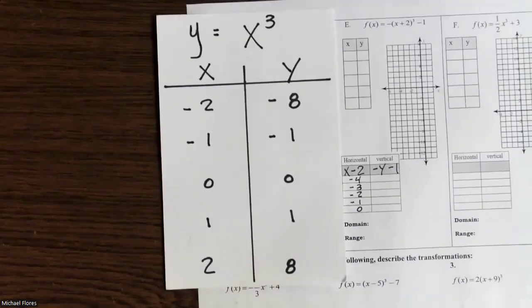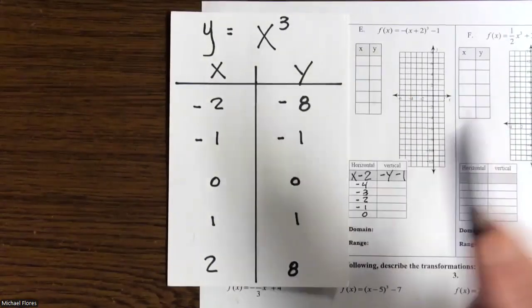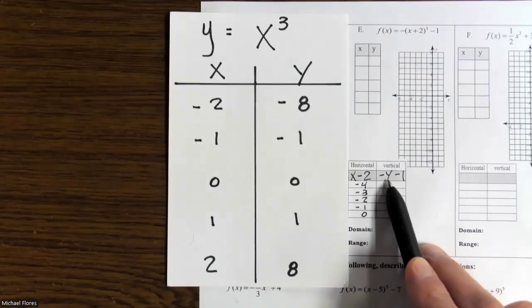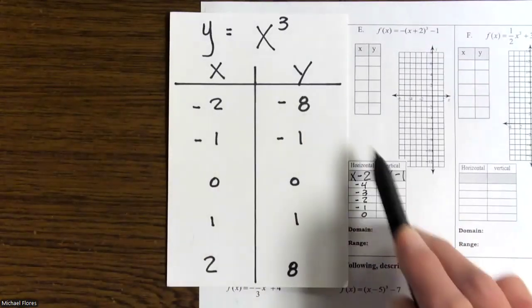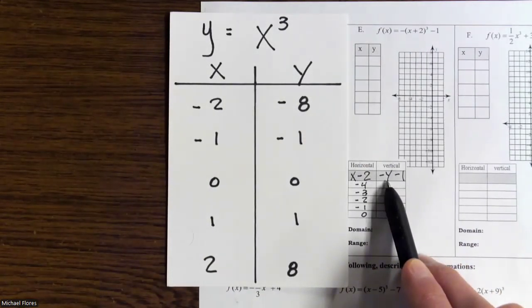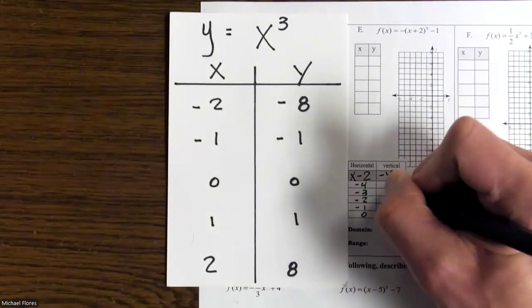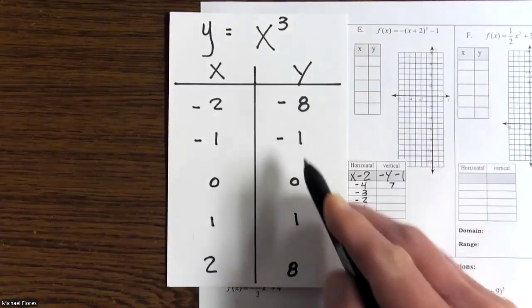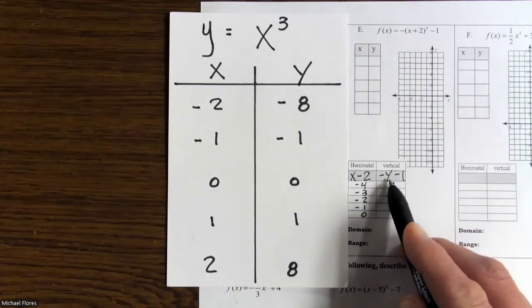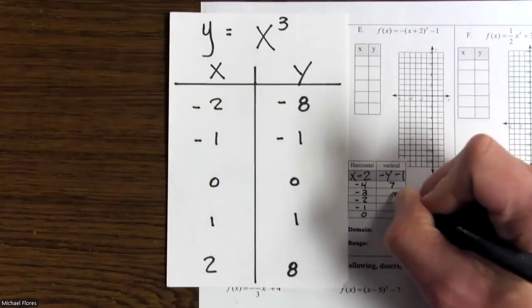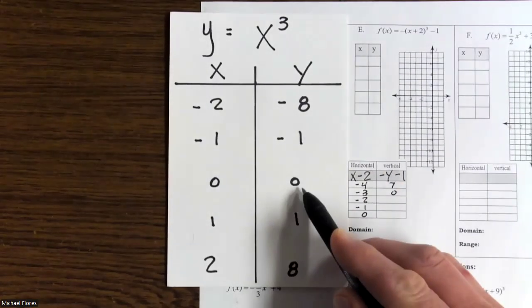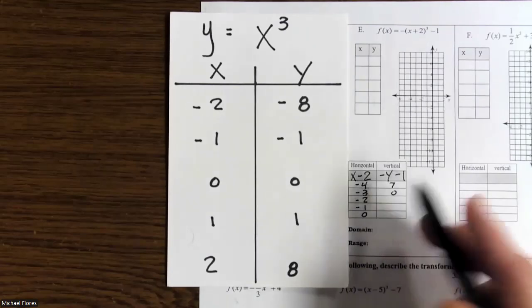All right, now we're going to take all the y values, substitute them for y, multiply it by a negative, and then subtract 1. So if we take negative 8 and plug it in here, a negative times negative 8 is positive 8, and 8 minus 1 is 7. Take negative 1 and plug it in here. A negative times negative 1 is positive 1, and 1 minus 1 is 0. Let's take a 0 and plug it in here. Well, 0 minus 1 is negative 1.